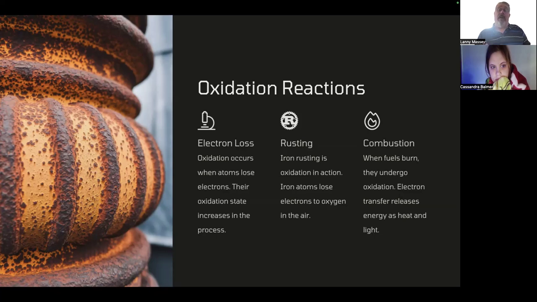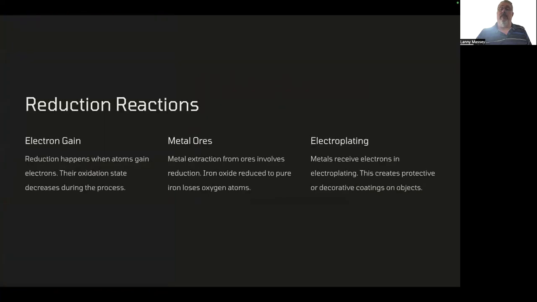So recognize that in a lot of cases, when we're talking about redox reactions, we're actually talking about adding oxygen to something. Now, it's not always the case, but that's how we recognize it in most cases, especially with living materials. Now, that's the oxidation side of the reaction.